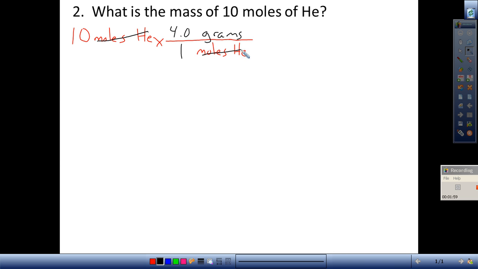Alright, I'm going to cross off my like units. I'm in grams, that's mass, so I'm done. Now I multiply that across.